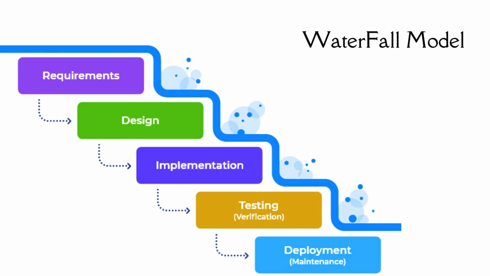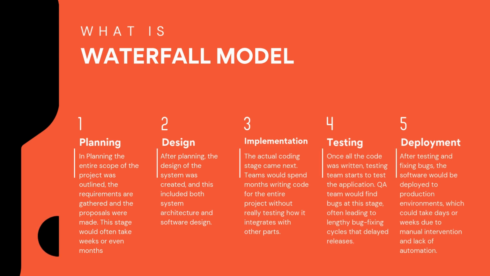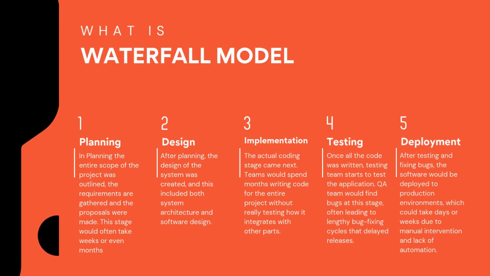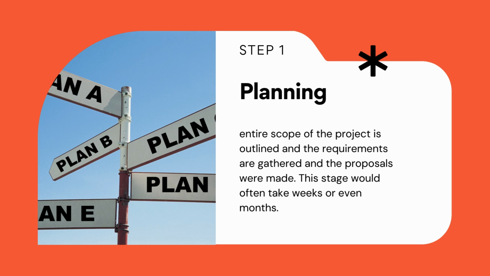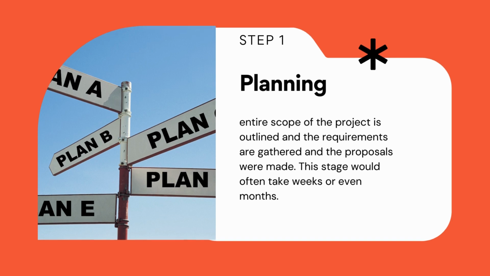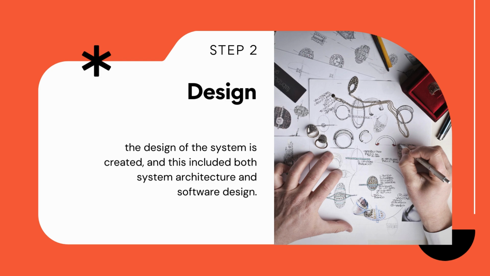And here is how it worked. It contains 5 different stages. First is planning, where we do requirement gathering and the entire scope of the project was outlined. This stage would often take weeks or even months. After planning, the design of the system was created, and this includes both designing the system architecture and software design.